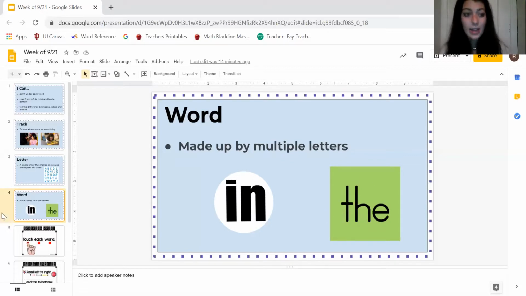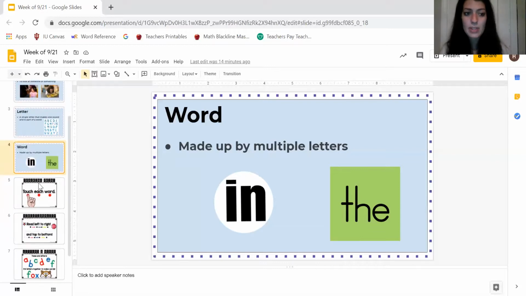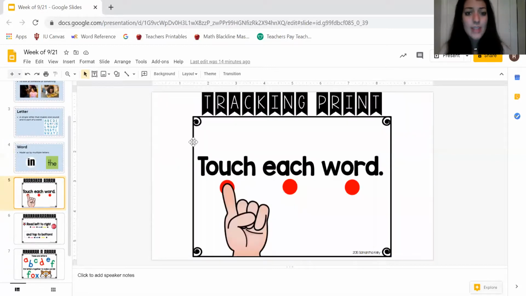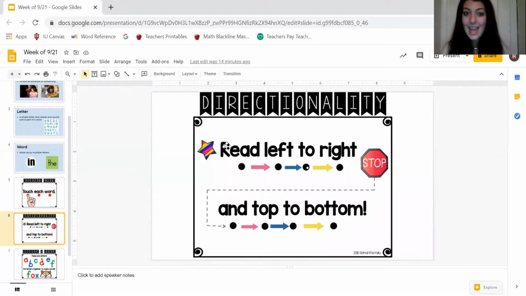Awesome job. So scholars, we've already seen some of these posters, but I'm going to show them to you again one more time before we start reading. So while we are reading, we are tracking the words, or we are looking at the words, and we are going to touch each word while we read so we know where we are. Awesome. Once again, we need to remember that we are reading from left to right and from top to bottom. Awesome, scholars. We're reading from left to right and from top to bottom.